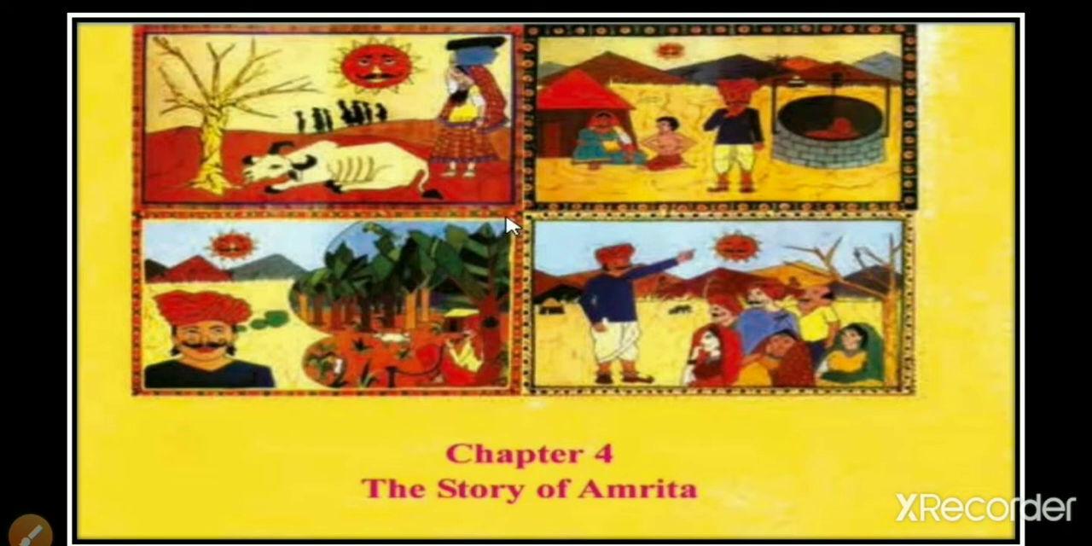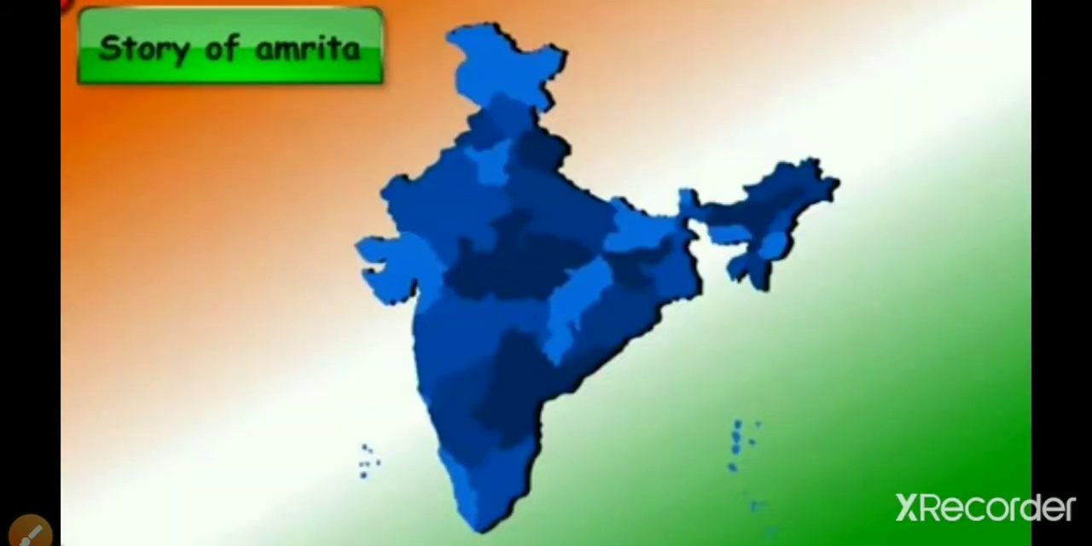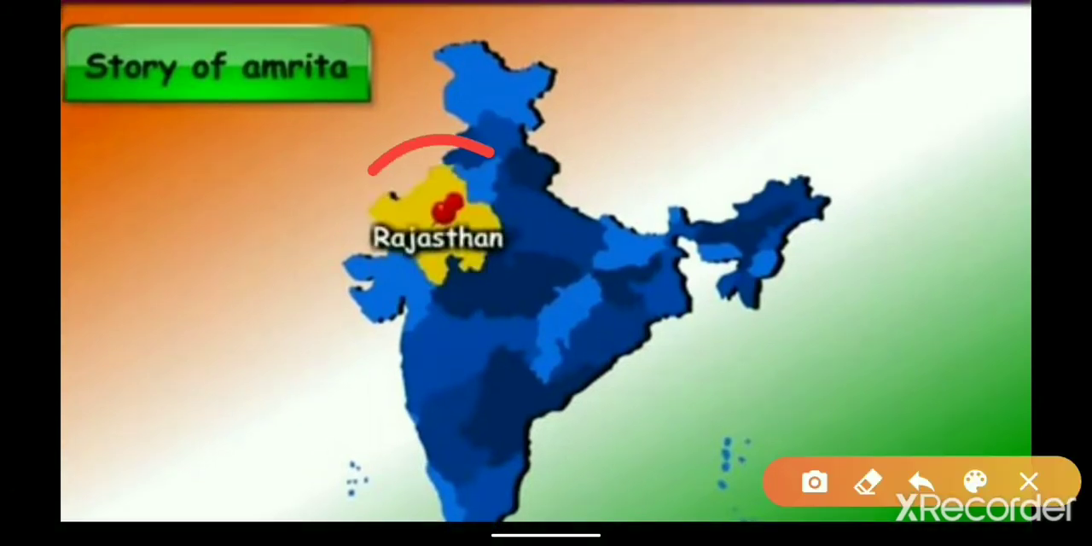Chapter 4, the story of Amrita. So before starting the story, let us see the summary of this lesson. This is a story of a girl called Amrita. She lived in the village Khejari. Do you know where the Khejari village is? It is in Rajasthan. So let us locate where Rajasthan is on this map. So it is over here. So this is Rajasthan, the desert area where you find the Khejari tree.